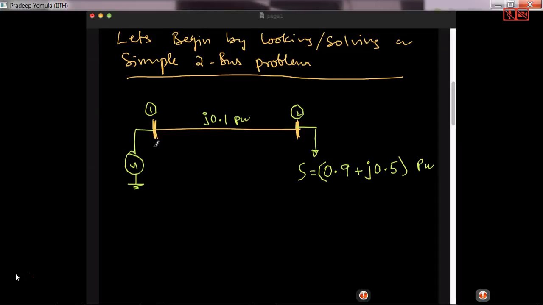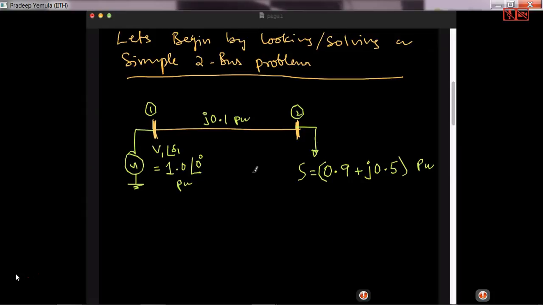And then I have V1 angle delta 1, which is already known, because for a two-bus system one of them should be the slack bus. Since bus 2 is a load bus, bus 1 is automatically designated as the slack bus. So let's say the voltage is 1 and the angle is 0 degrees. Very basic problem, also in per unit.